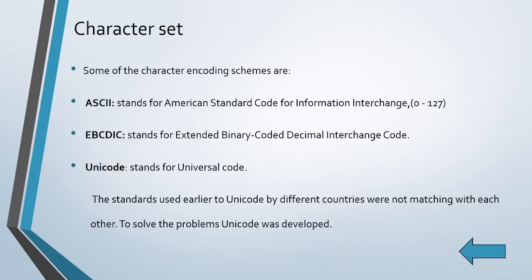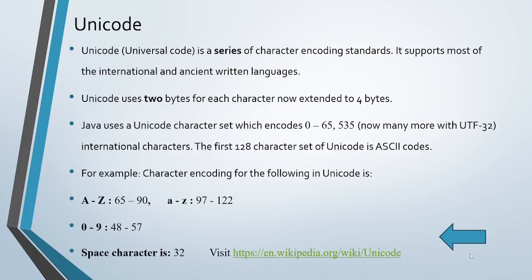Now, Unicode stands for Universal Code. The standards used earlier to Unicode by different countries were not matching. So to solve this problem, Unicode was developed. Now, what is Unicode? It is a series of character encoding standards. So many standards from different countries are put together, series, and it supports most of the international and ancient written languages. Unicode uses 2 bytes, now 4 bytes for each character.